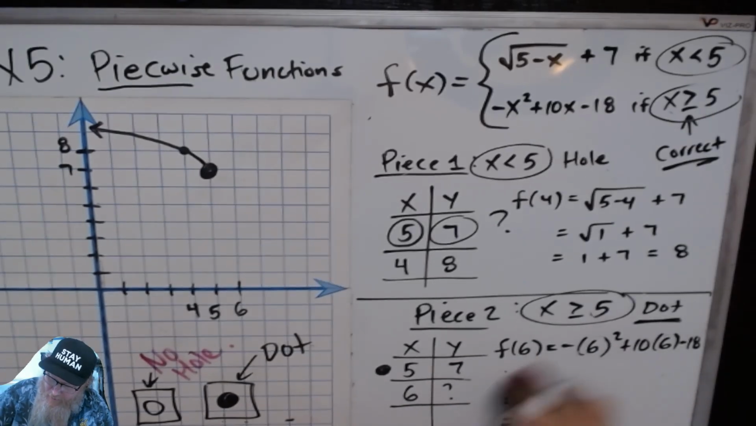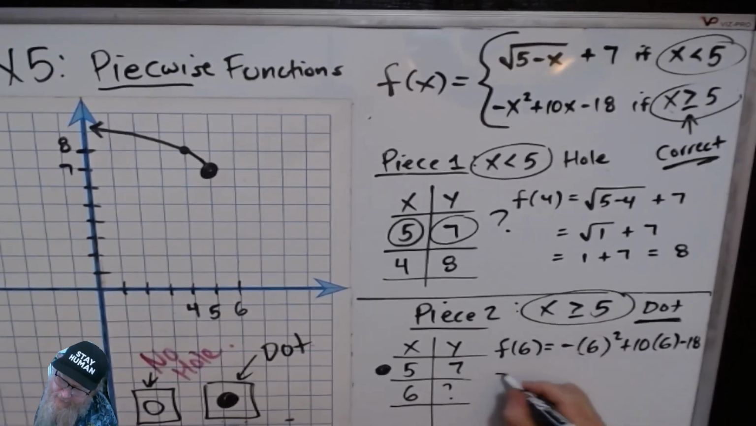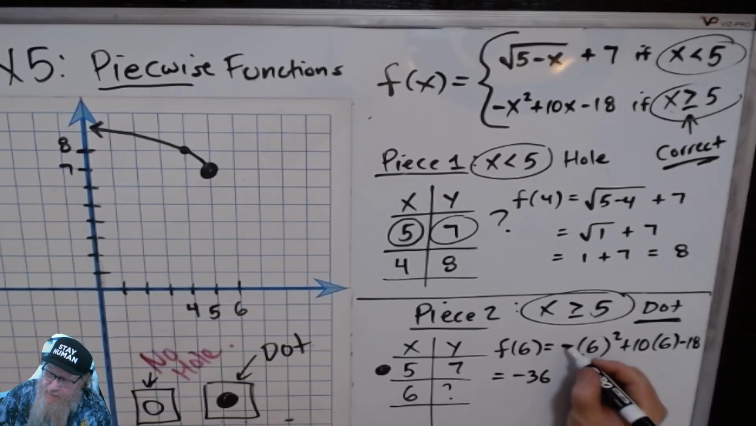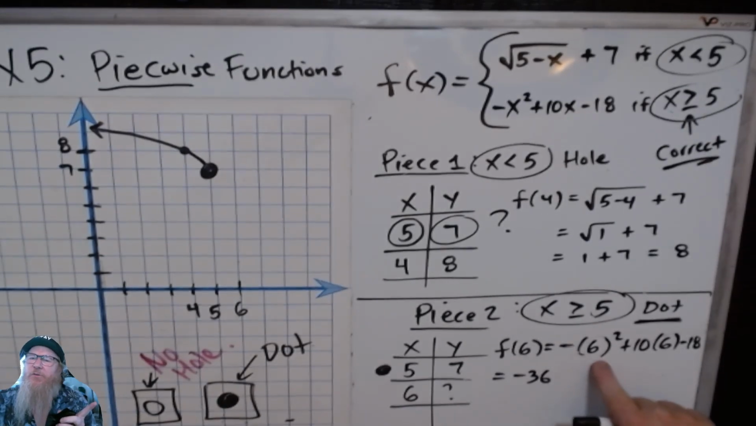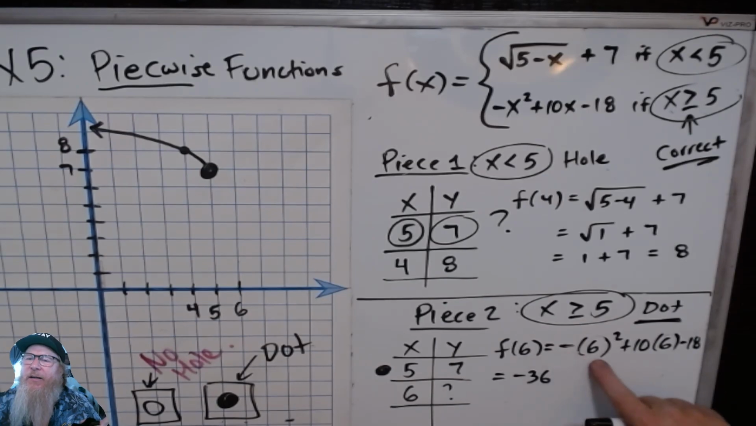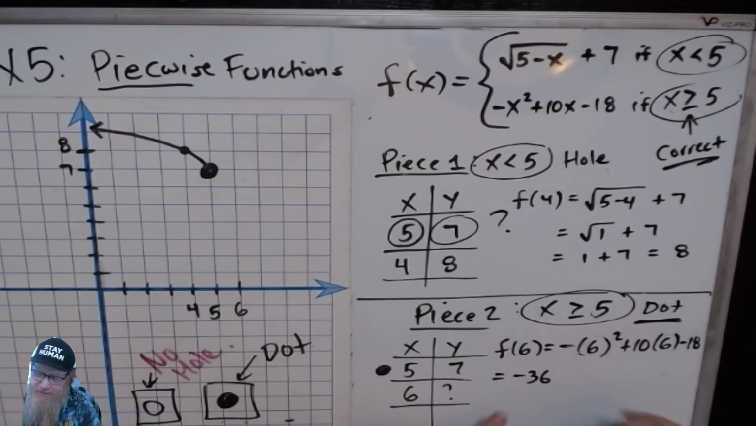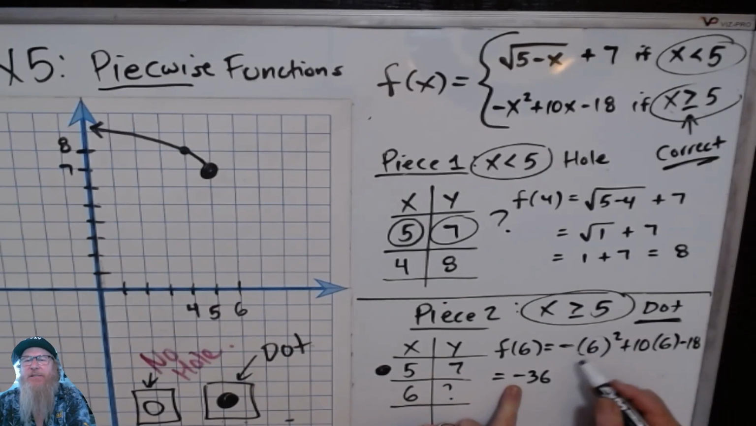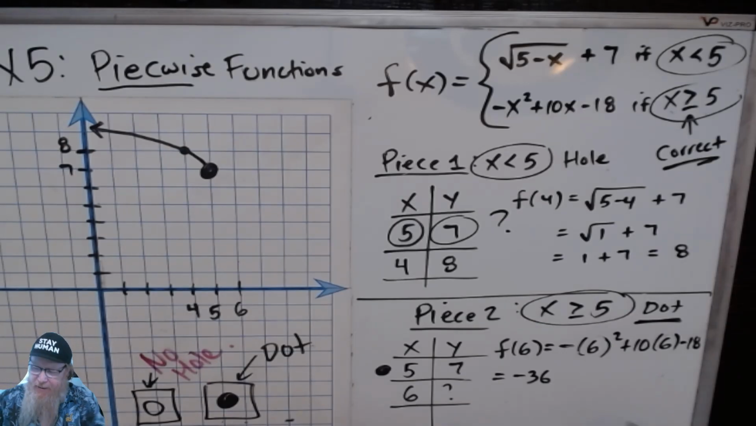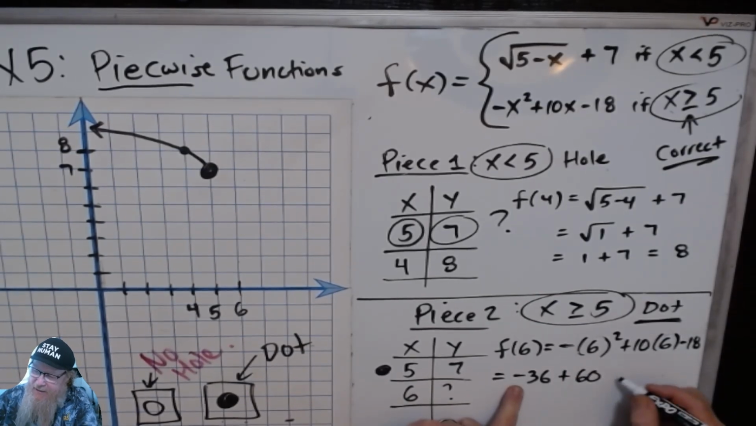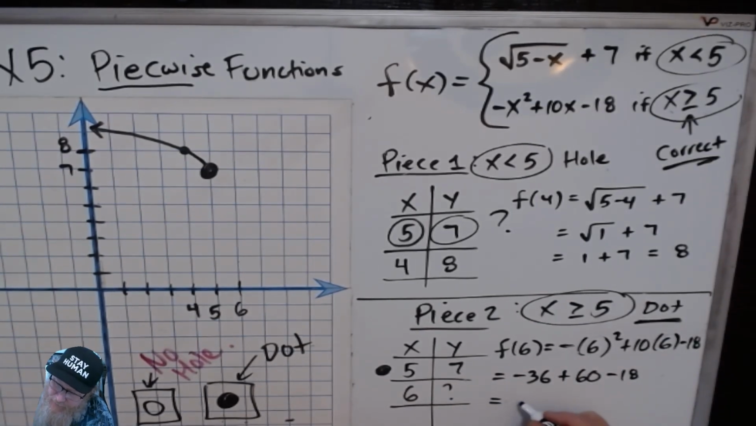The nice thing about a whiteboard is I get negative 36. Now be careful with this negative. It's outside of the parentheses, so when you square it, you're not squaring the negative, right? You're only squaring the 6. Otherwise you might do negative 6 times negative 6. I've seen people type that into their calculator and get a positive, and that would be wrong. In this particular case, it's outside. Plus 60 minus 18. So that's going to be 22 minus 18, which is 4.